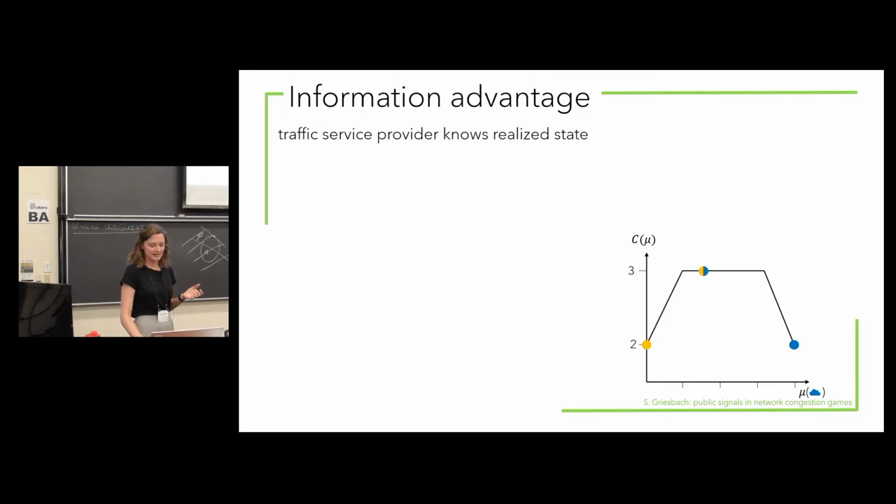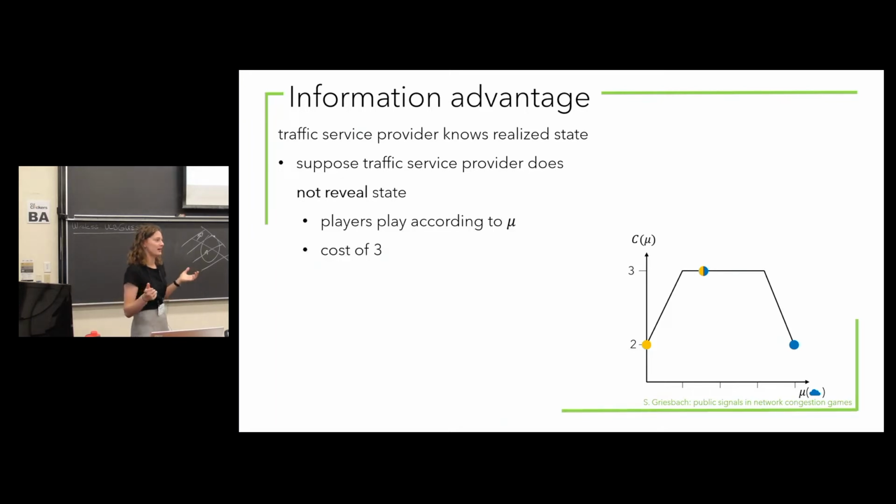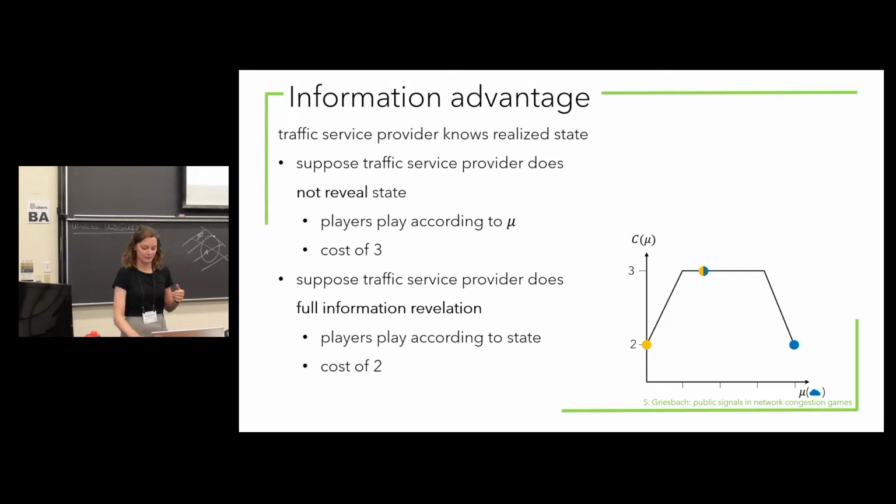And one thing is they could just keep the information for themselves. They see what state is realized, but they just don't tell us. So what do we do in this case? Well, all the information we have is this given prior mu, and of course the cost functions depending on which state. But all we can do is just play according to our prior, and then we end up with a cost of 3.